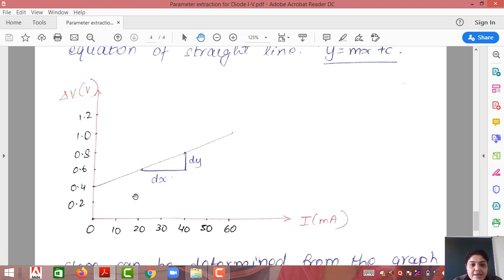We will be getting a straight line, but from the equation, the line will never pass through the origin. It will be cutting the y-axis at a certain point. Suppose I consider this point, where my graph has cut my y-axis. This distance on the y-axis is known as the zero ordinate. Zero ordinate means y at x equal to 0.